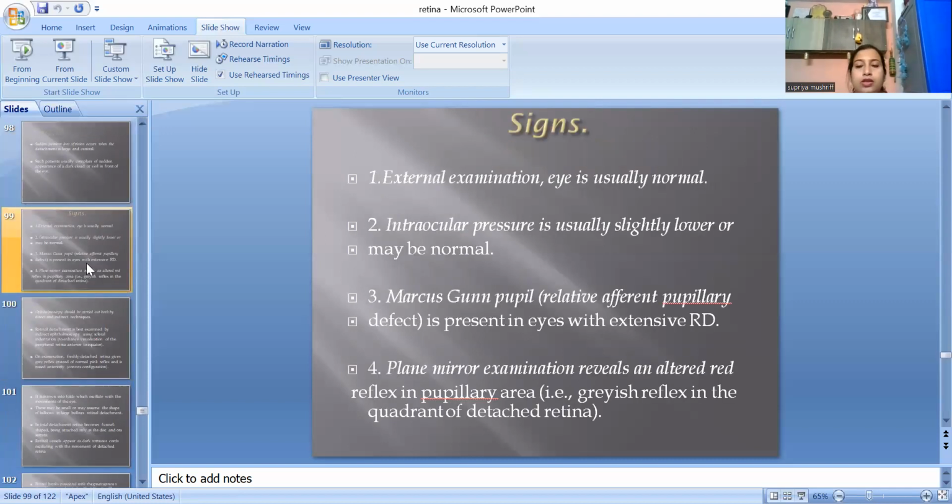Now the signs of rhegmatogenous RD. On external examination, the eye could be normal. Intraocular pressure can be slightly lower or may be normal. Marcus Gunn pupil with relative afferent pupillary defect is present in eyes with extensive RD. Plane mirror examination reveals an altered red reflex in the pupillary area. A grayish reflex in the quadrant of the detached retina is a characteristic feature on plane mirror examination, which reveals RD.